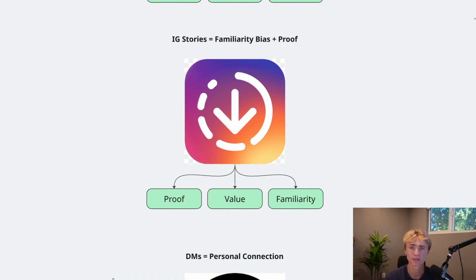And lastly, with Instagram stories, it's just a really low effort move. It's really low hanging fruit. It doesn't take much time. You just need some pictures or a video and some text, and that's really all there is to it.